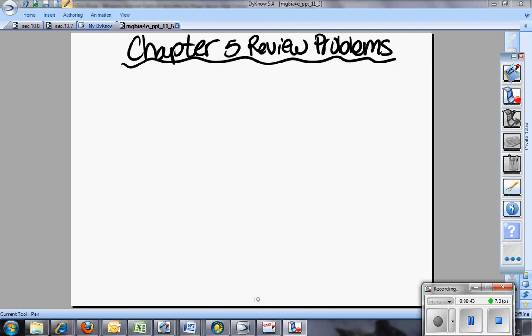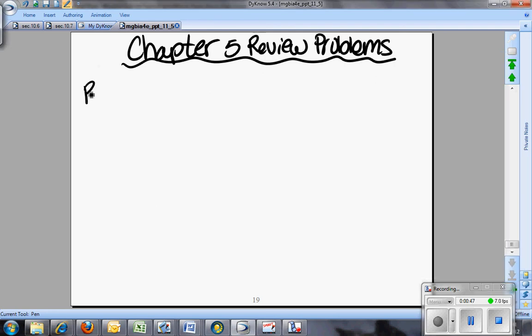I'm doing them in chronological order from the pages. So the first one is from page 328, number 57. Follow along in your book. It says, describe the end behavior of the graph of each function.